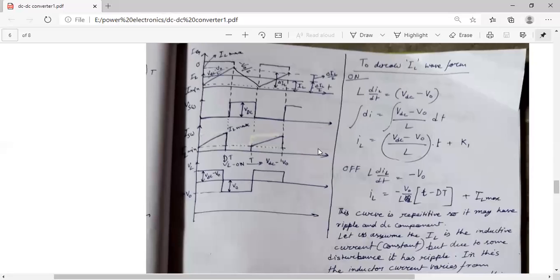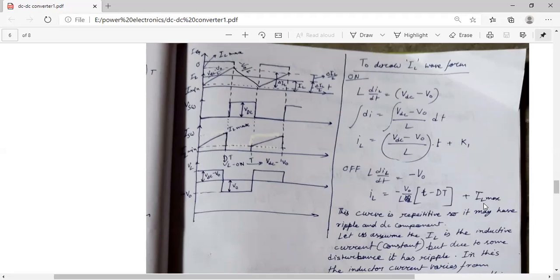Now during the off period, L dIL/dt equals minus V naught, from the previous equation we were discussing. So integrating both sides, you will get IL. For the off time, IL equals minus V naught by L into (t minus dt), this is the off time dt, plus IL max. That is the maximum inductive current that we are getting, that is our integration constant.